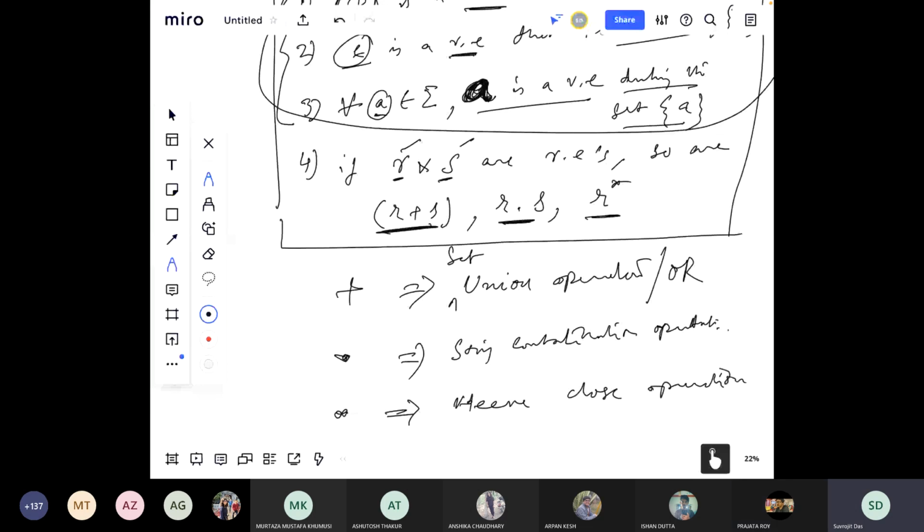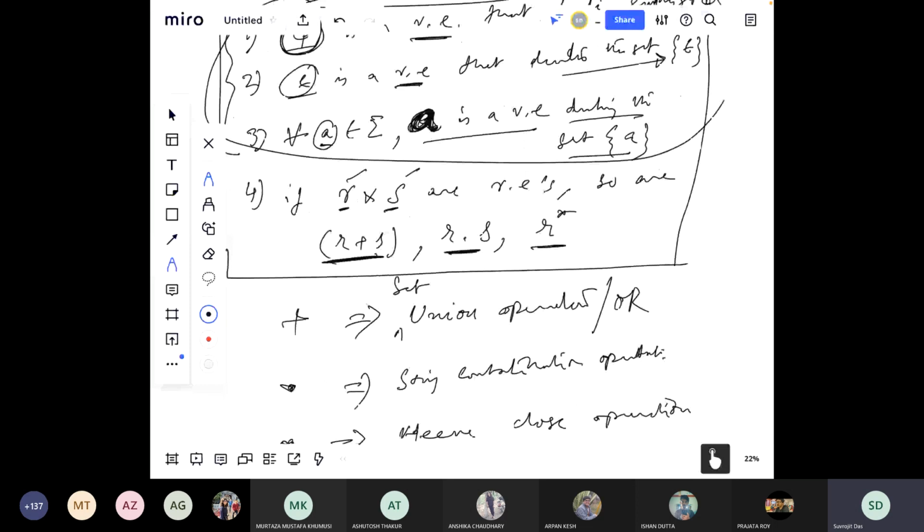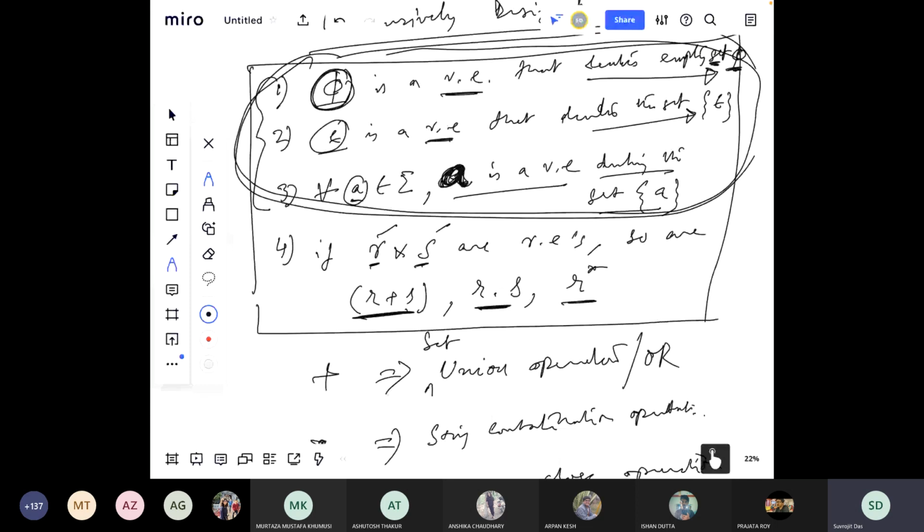Okay. So with these basic building blocks, if you define R and S to be regular expressions, R can be phi, S can be epsilon, R can be a single symbol, S can be another single symbol. Whatever it is, you substitute. If R and S are regular expressions, then R plus S is also a regular expression. R dot S is also a regular expression. R star is also a regular expression. Right?